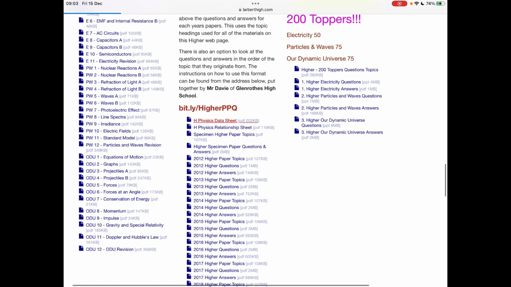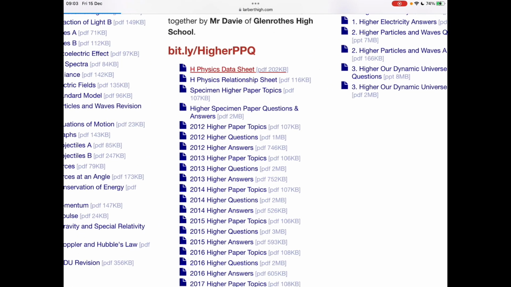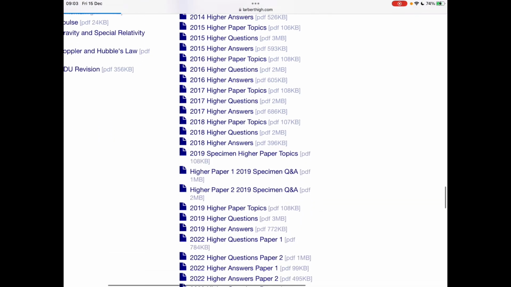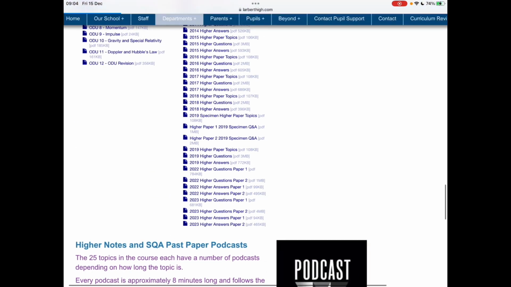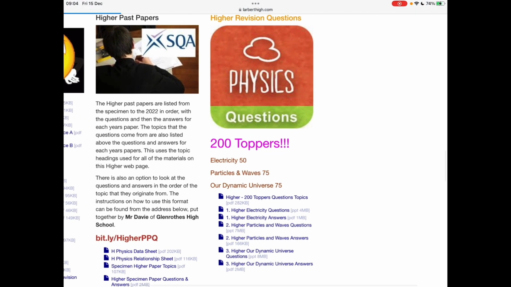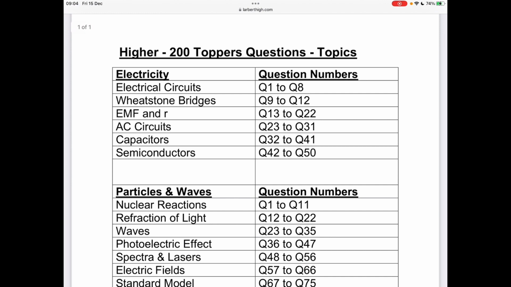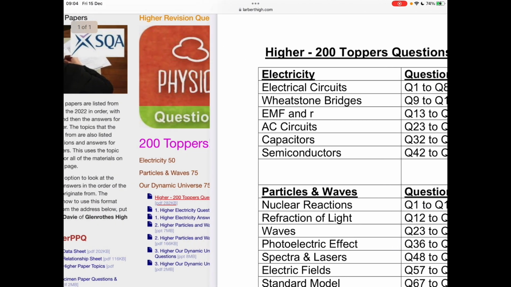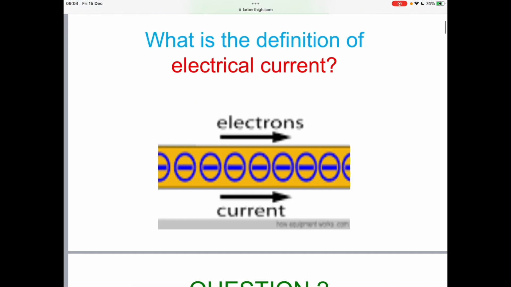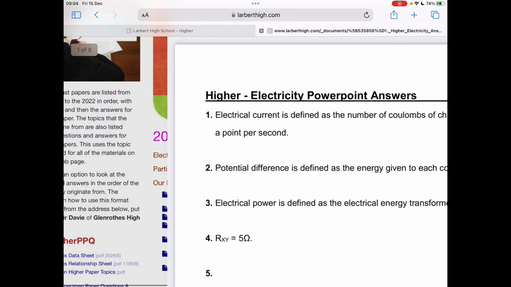So again, you've got a data sheet, relationship sheet, and every past paper is broken down with the topics, the questions, and the answers, all the way to 2023. And then you've got more revision questions here as well, where they're split up into topics. So you see the topics here. These are higher 200 toppers questions. And then you've got questions, again, just on a PowerPoint, where you can work through these individual questions in a PowerPoint style with the answers provided too.